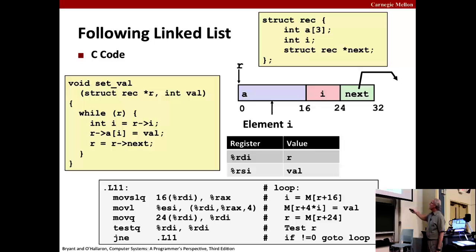So first of all, I have to retrieve element I from it. And here you see that we know that element I is at offset 16. And so here's where you see that displacement field being used in the memory reference exactly for this purpose. I want to take R, but add 16 to it to get a memory address that I can use for I.